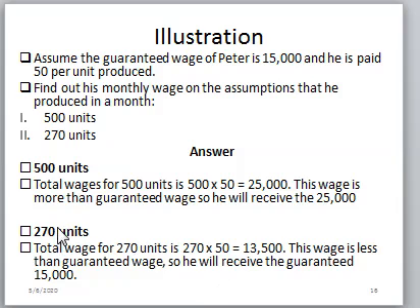But in the second illustration, the employee produced 270 units. So 270 units times what is paid per unit, which is 50, gives you 13,500. In this case, the payment is below the guarantee. Because the payment is below his guarantee, the employee will be paid what was guaranteed.